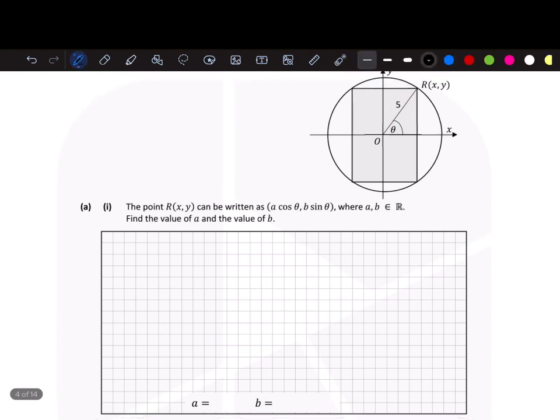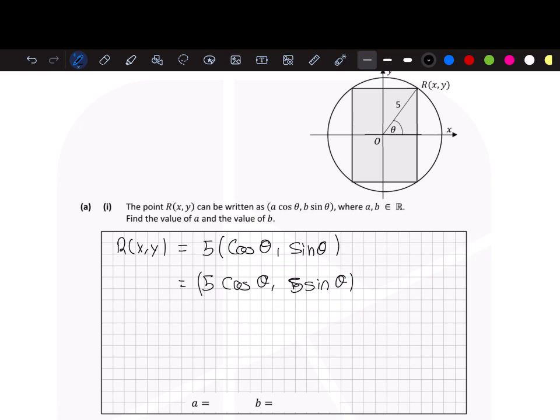So what we can do is say that the point R(x, y) is going to be equal to 5, which is the radius, times the cosine. We don't know the angle, but we don't need the angle. So this is just going to be (5 cos theta, 5 sin theta). So our value of a and value of b is going to be 5.